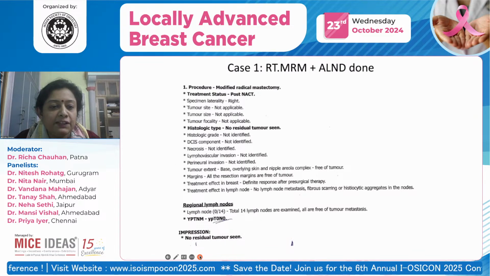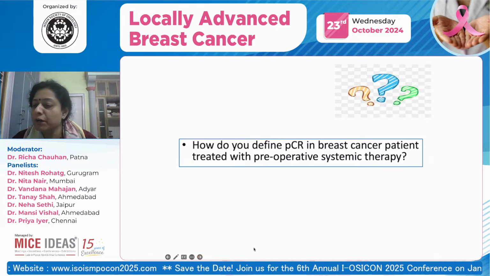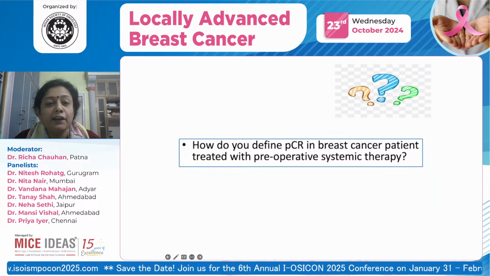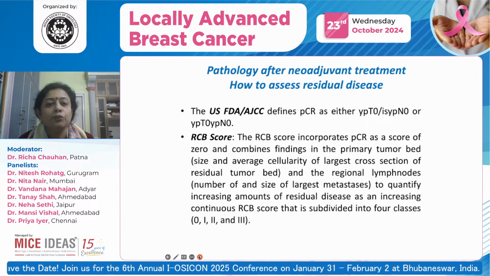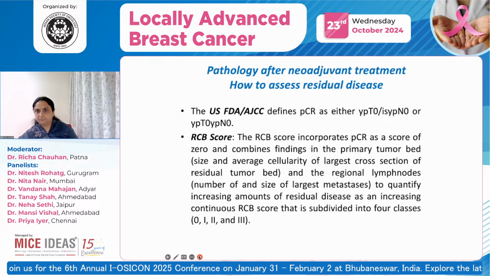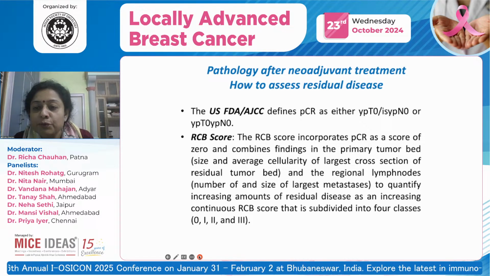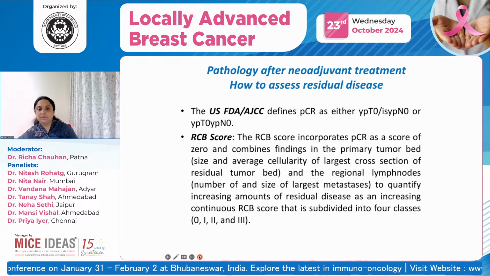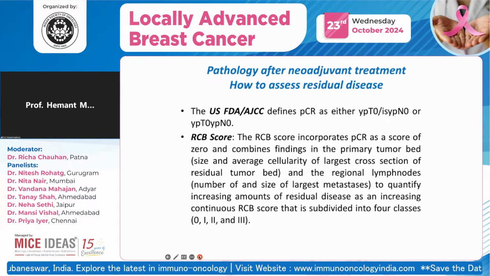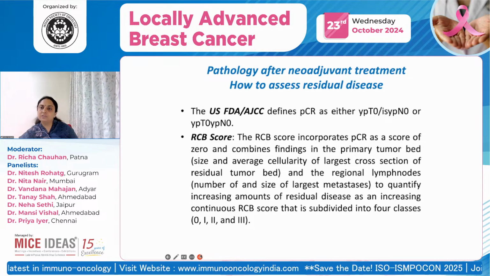It was a ypT0N0. So I request our Dr. Neha, how do you define pCR? Do you follow the FDA, AJCC or the RCB score? Are you routinely using the RCB score? No, ma'am, not routinely. It is optional. If a clinician asks, then we do it. Otherwise not. We just follow the protocol of documenting whether it is a complete response, partial response, or poor response.